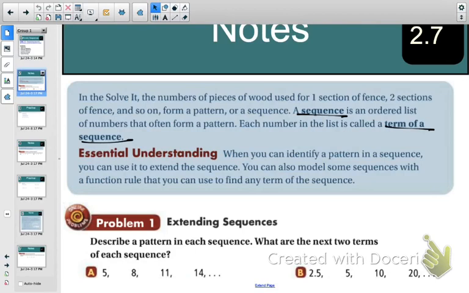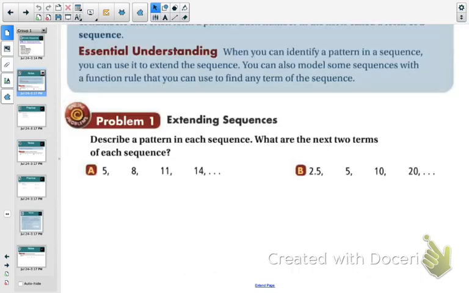Okay, so let's look at A down here. Describe the pattern of the sequence. So it goes from 5 to 8, then 11, then 14. So first you want to see if it's adding something. This one's adding 3, and then 3, and then 3. So that's the pattern. What are the next two terms? Well, if we continue to add 3, we get 17, and then 20.